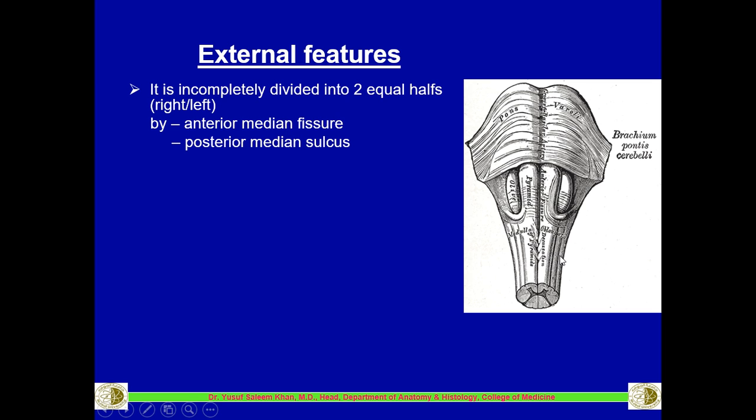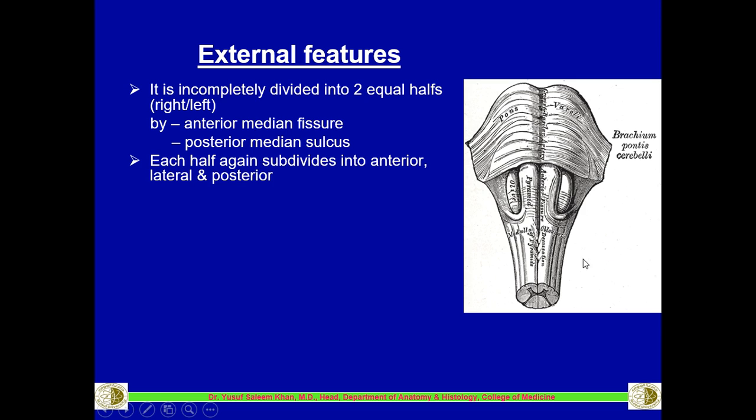These are the two halves. Each half is again subdivided into anterior, lateral, and posterior positions. Because of the importance of the very important structures deep inside, we divide this brainstem into many smaller regions, so that in each region you can appreciate what structures are present.